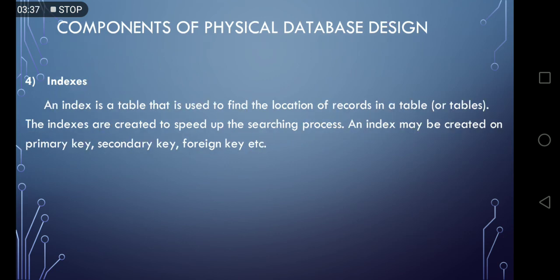Indexes. An index is a table that is used to find the location of record in a table. The indexes are created to speed up the searching process. An index may be created on primary key, secondary key, or foreign key.